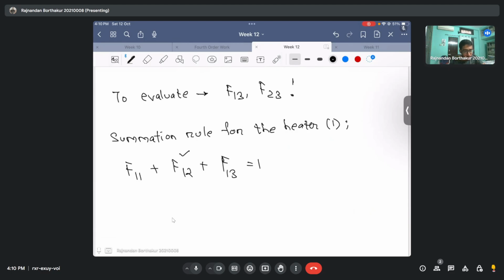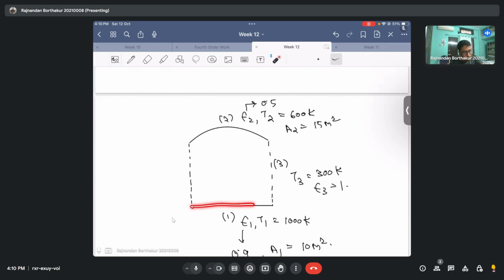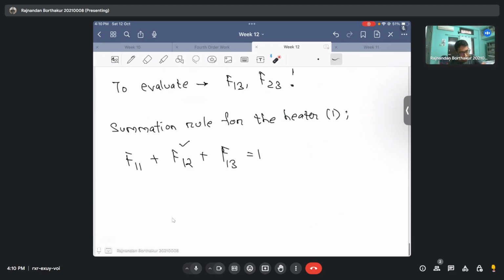And from the physical picture of the heater, see, the heater is a flat surface, as you can see. The heater is a flat surface, which means under no circumstances can radiation that leaves the heater strike back to this heater itself. That is again because heat transfer can only take place in this direction. For which, I can write that my F11 is basically equal to 0. That is because of the physical nature of the problem.